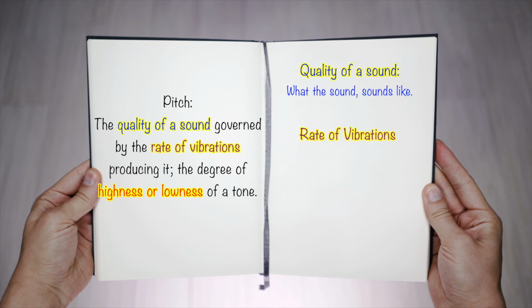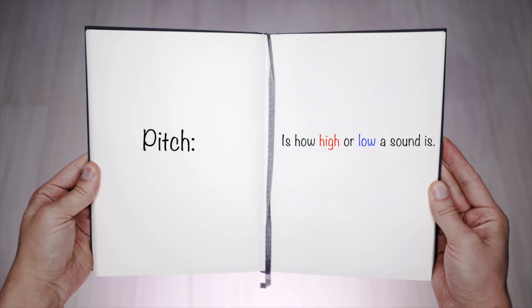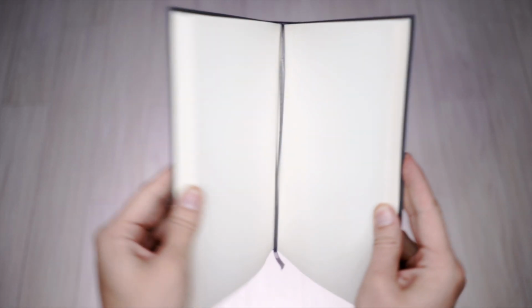Next is rate of vibrations. Let's break that down. The rate of vibrations is talking about how fast or slow the vibrations are happening. Finally, we have highness or lowness, which simply means either how high or how low the sound is. If we mush all that together, we get an easier definition that pitch is how high or low a sound is. Hey, that sounds kind of familiar.